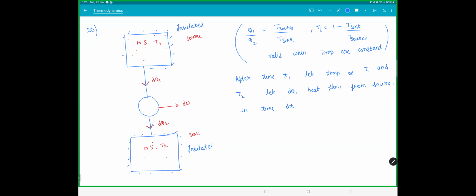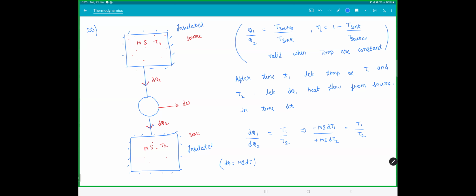Time dt. So now your equation becomes like this: dq1 by dq2, so that is the heat taken from the source by this thing, will be temperature T1 by T2. And from calorimetry, we know dq1 is nothing but ms dt1 with a minus sign because temperature is decreasing. This is plus ms dt2 because the temperature is rising. This comes from calorimetry: dq is equal to ms dt.